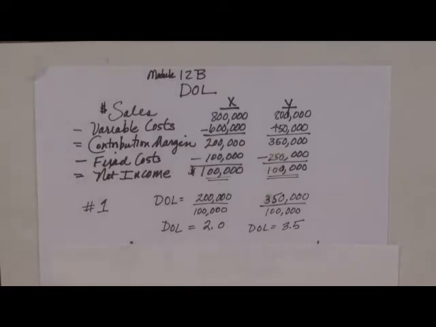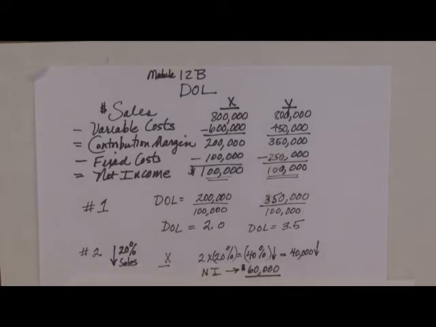Question number 2 has you look at a change in the sales level. Let's look at the drop. It's going to be a 20% drop in sales. And by knowing a company's DOL, which in the case of X was 2, then we will be able to predict that net income is going to drop by 2 times 20% or 40%. 40% would be a $40,000 drop, and we can predict net income to be $60,000.